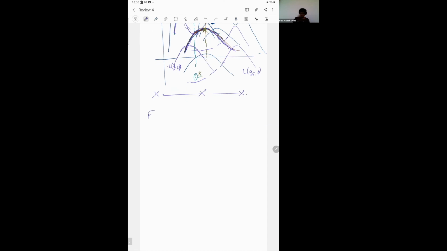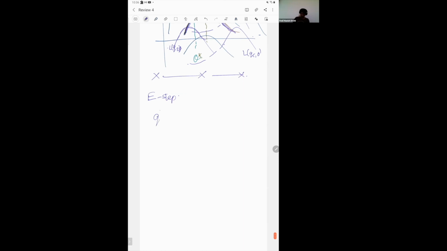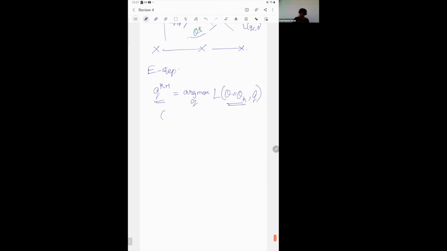Simply, in each expectation step of expectation maximization, we would find this distribution Q of k plus 1. This indicates that I've kept theta constant, theta equals theta k. And in the M step, we would keep Q constant.